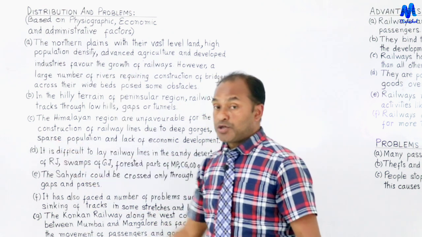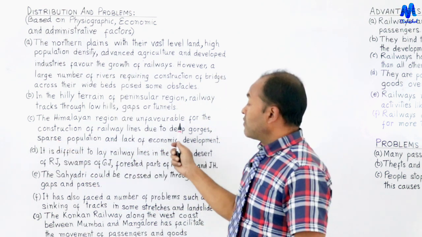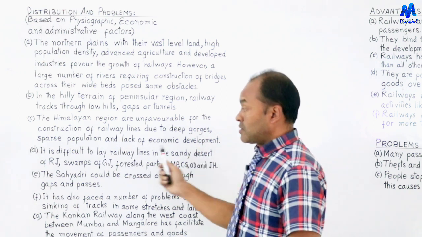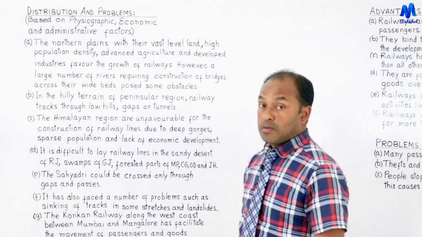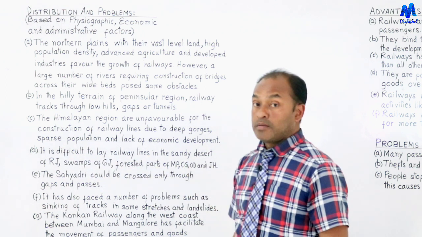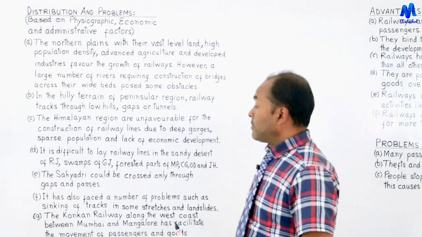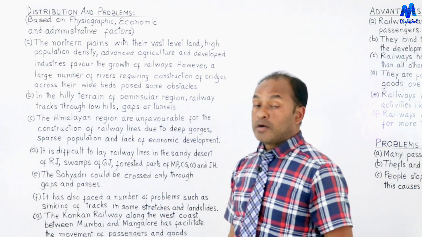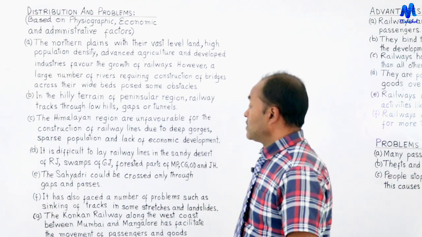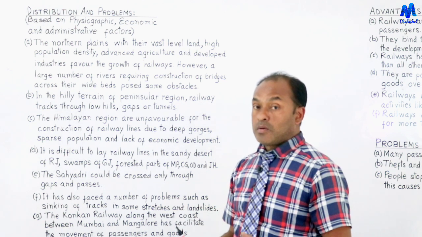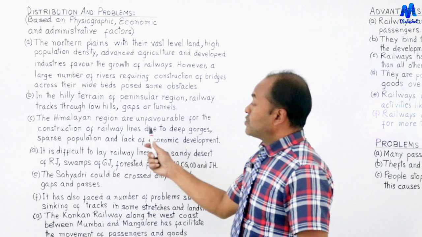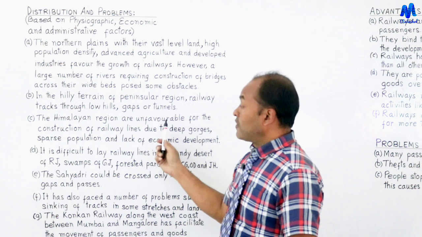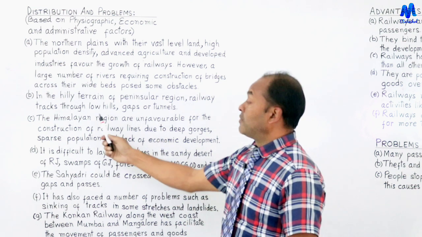In number C, the Himalayan regions are unfavorable for construction of railway lines. For what? Due to deep gorges, sparse population, and lack of economic development. Little development is there in the Himalayan region due to the sparse population, and the hilly terrain makes the construction of railways a major problem. So it's unfavorable to construct railway lines in the Himalayan region.